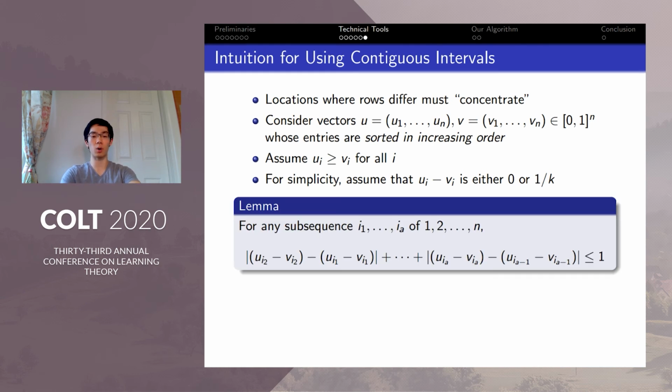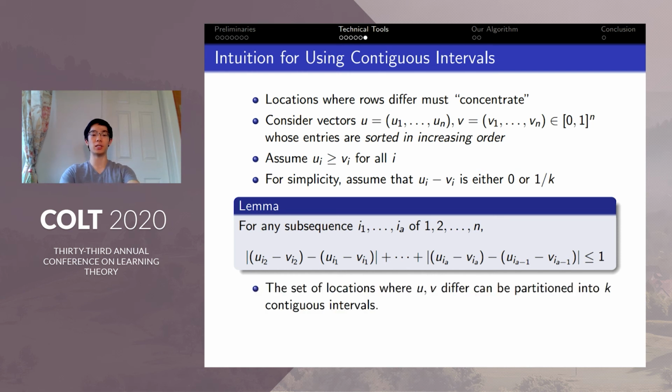Now we have the following lemma, which is not hard to show, that says that for any subsequence i_1 through i_A of 1 through n, the total change of the difference u_i minus v_i over that subsequence is at most 1. So in this specific case, this implies that the set of locations where u and v differ can be partitioned into k contiguous intervals. If this is not the case, then we would be able to find a set of locations where the differences u_i minus v_i go from 0 to 1/k back to 0 and alternate more than k times. And this would contradict the lemma.